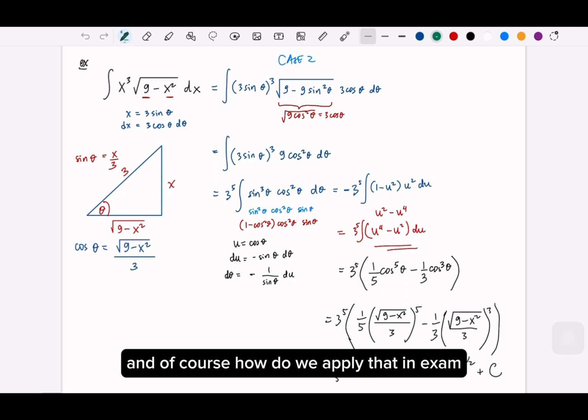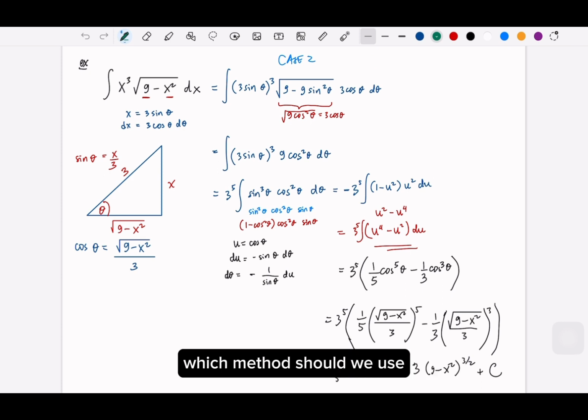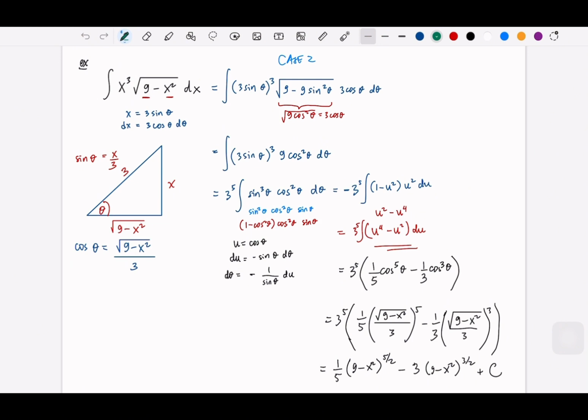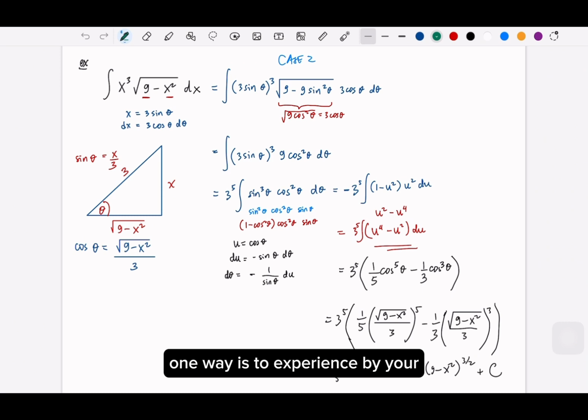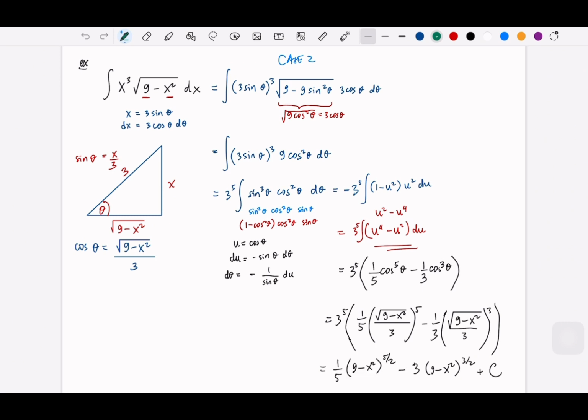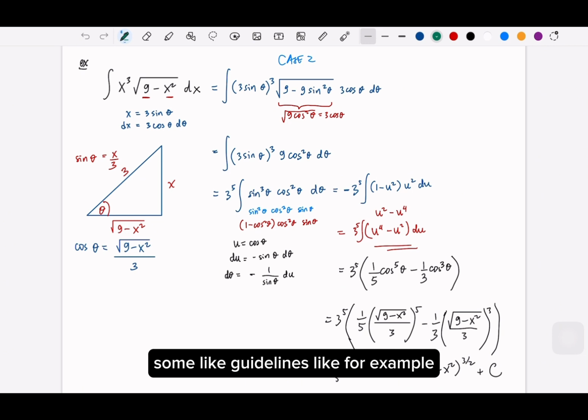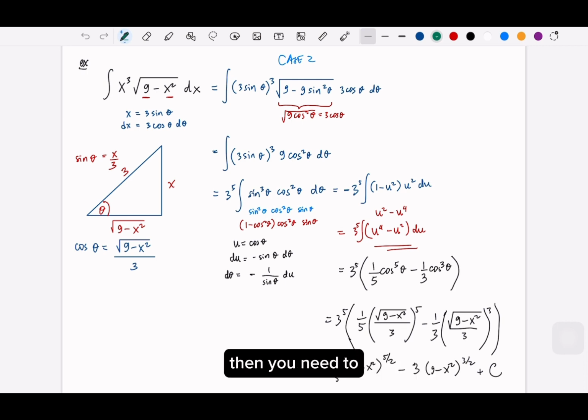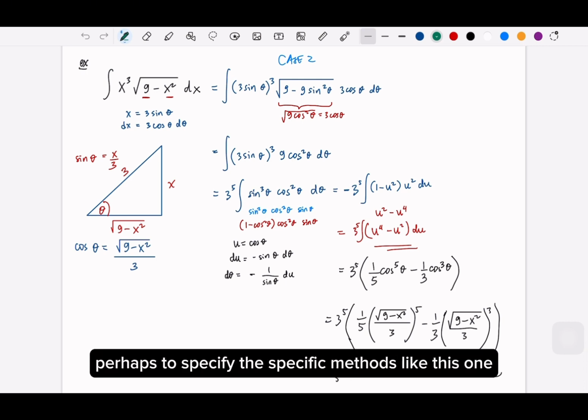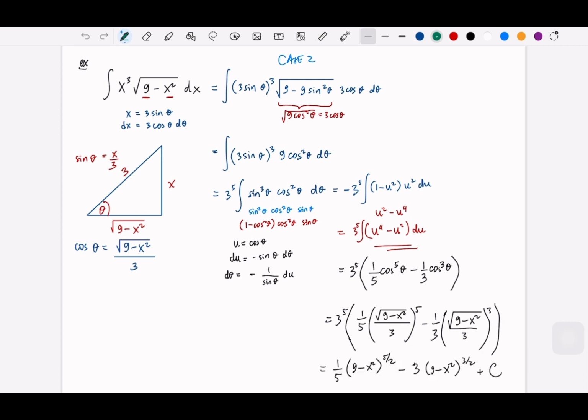And of course, how do we apply that in the exam? Which method should we use, right? I think one way is to gain experience by hand. First experience. There are some guidelines, for example, you can think of the regular substitution and then think of some other methods. And if that doesn't work, then you perhaps need to specify the specific methods, like this one or another one. Okay.